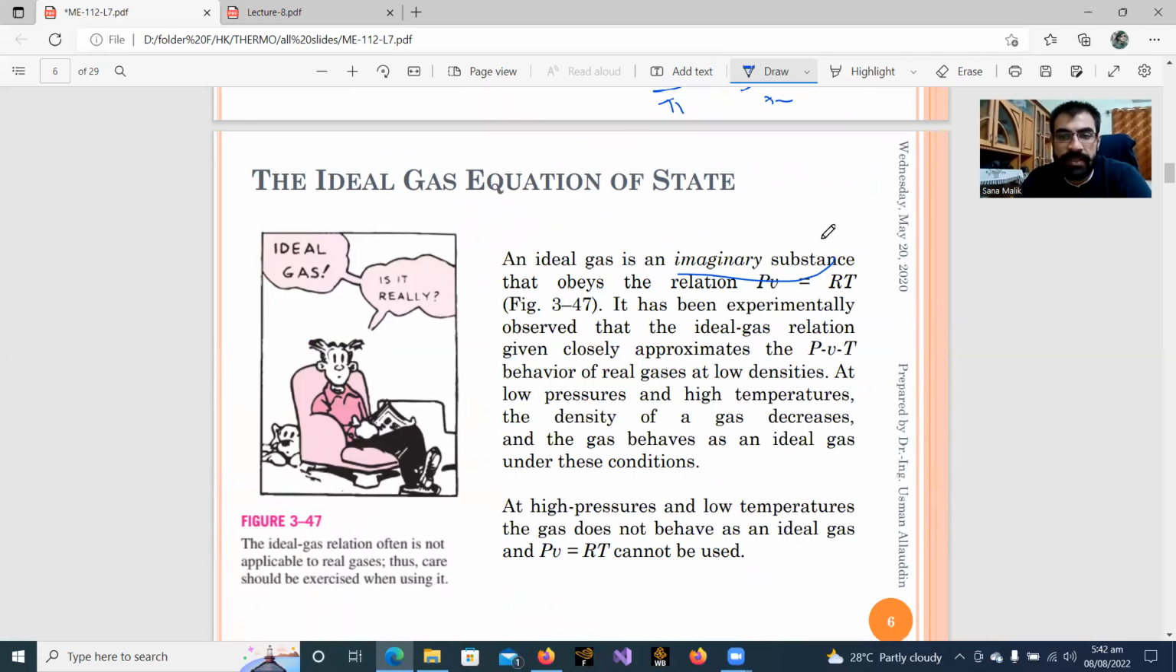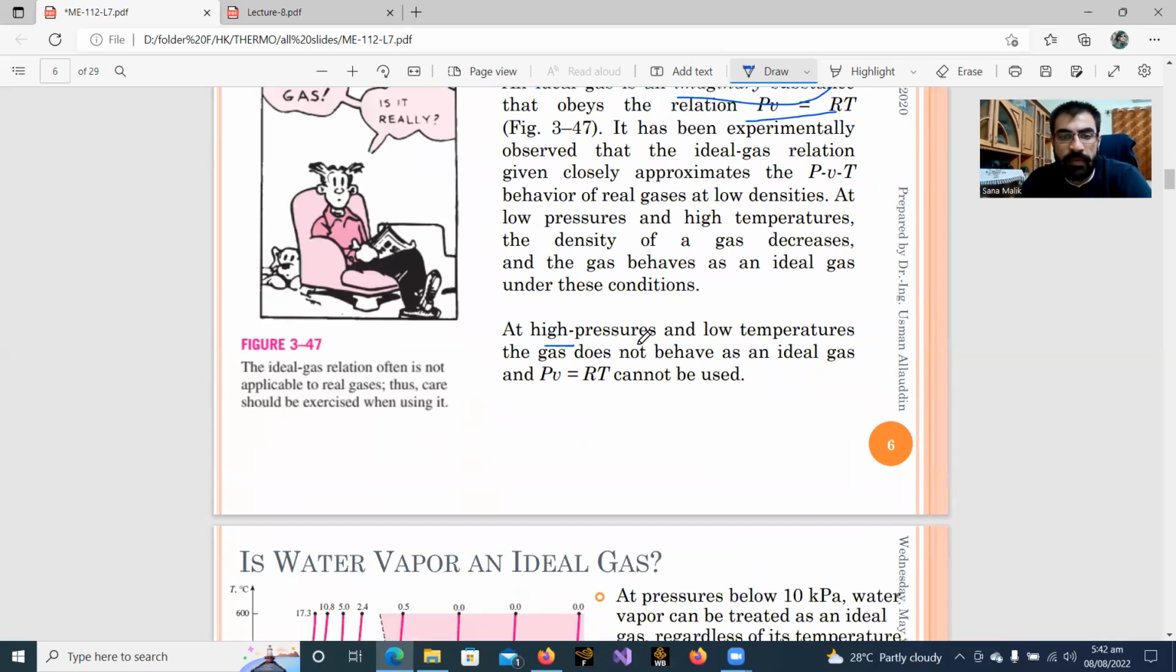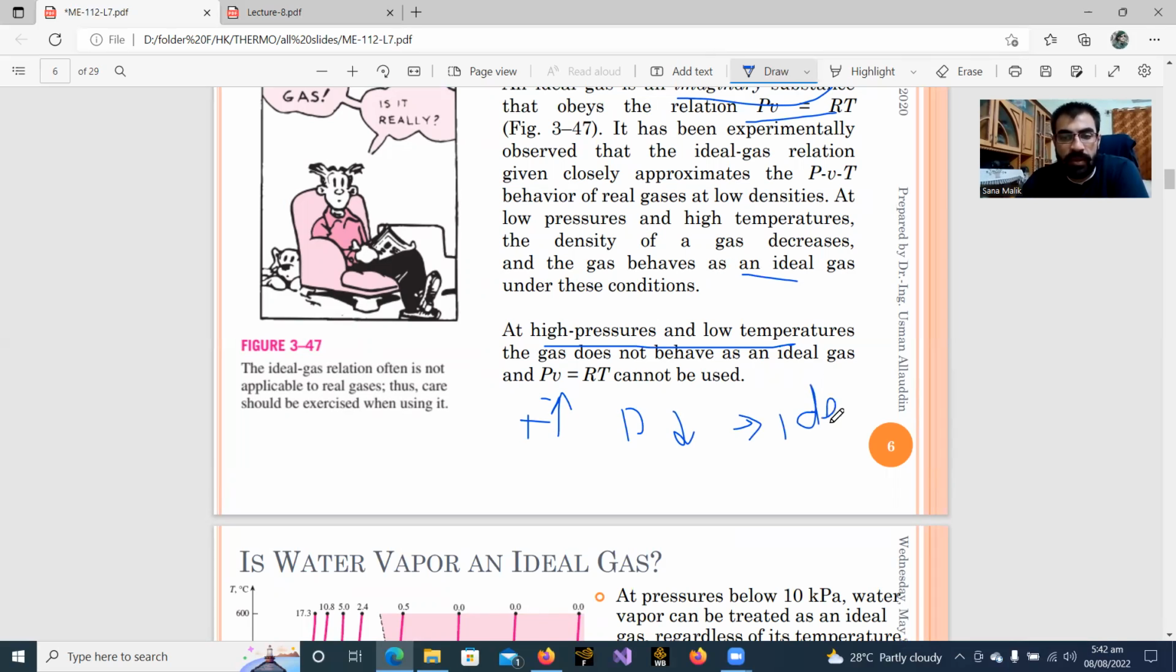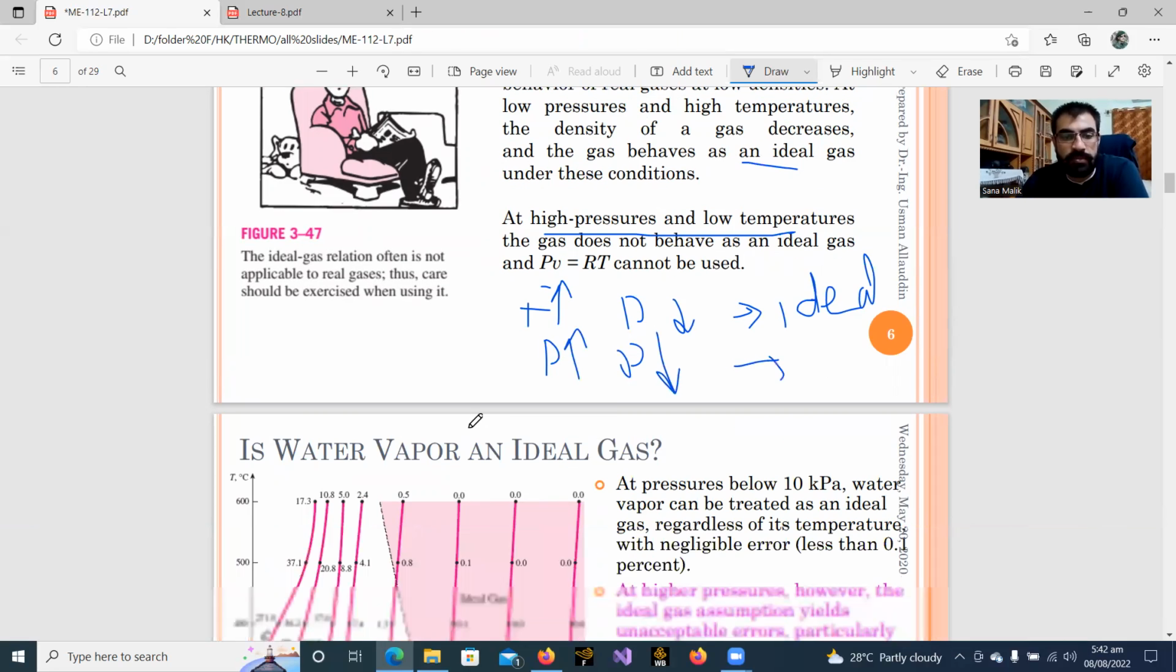Basically, an ideal gas is an imaginary substance which obeys the ideal gas equation. At higher pressure and low temperatures, the gas does not behave as an ideal gas. However, at higher temperatures and low pressures, the gas behaves as an ideal gas. So if the temperature is high and pressure is very low, the gas can behave as an ideal gas. However, if the pressure is very high and temperature is low, it will not behave as an ideal gas.